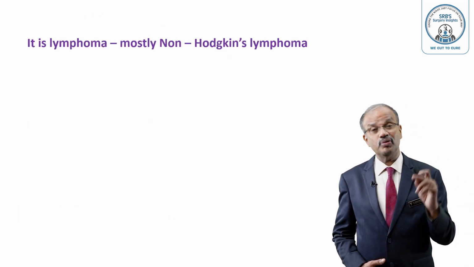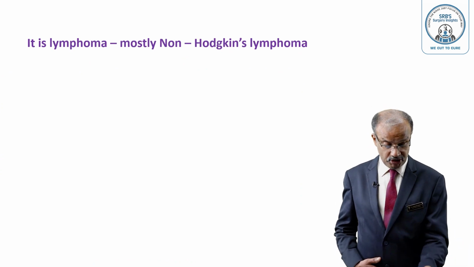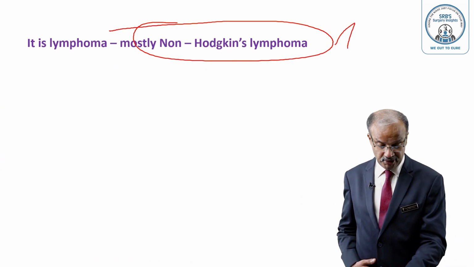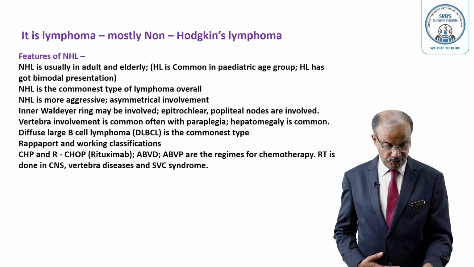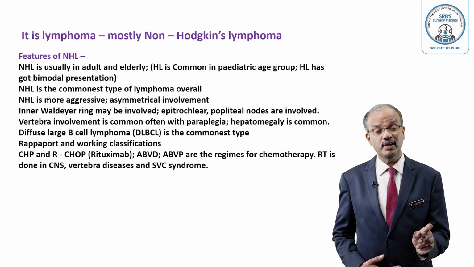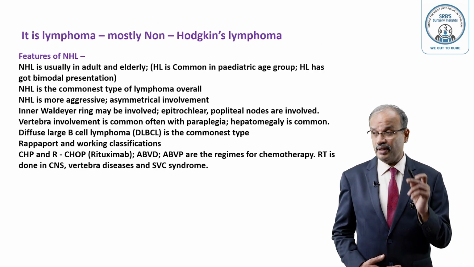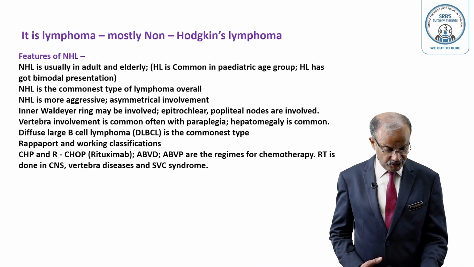Non-Hodgkin lymphoma is the commonest type of lymphoma. But in children, Hodgkin lymphoma is common, remember. Don't get confused. Features are: it's usually in adults and the elderly, and it is the commonest type of lymphoma overall. It is more aggressive, asymmetrical, peripheral lymph nodes are involved, epitrochlear nodes and inner Waldeyer's ring are involved. It's very important, so all these lymph nodes have to be examined.